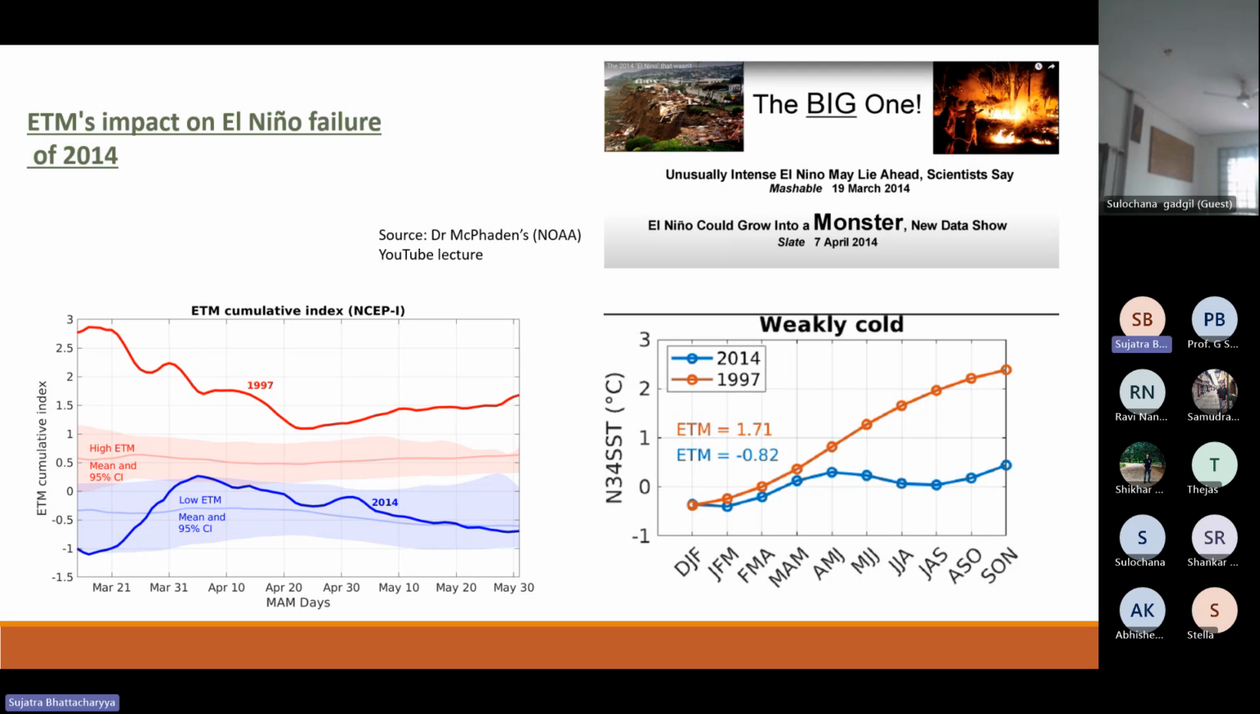And that is shown also by this ETM daily index, which I have plotted from March to May, so the entire boreal spring. You see that for 1997, where we have this positive ETM value, this ETM index was positive throughout the boreal spring, and it created a mean condition which favored an increase in temperature. However, in 2014, what we see is that it was negative, it strengthened, then again started decaying. These are cumulative indices, not the daily index. In 2014, the ETM index was around minus 0.8. So it suggests that in 1997 and 2014, ETM had contrasting values, and it might have played a crucial role in determining the trajectory of the SST in the equatorial Pacific Ocean.